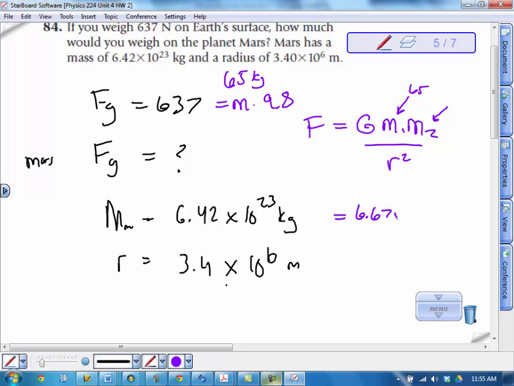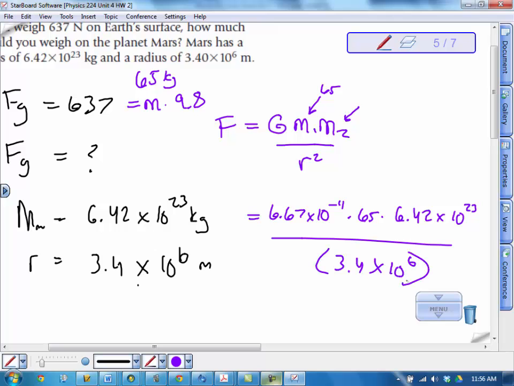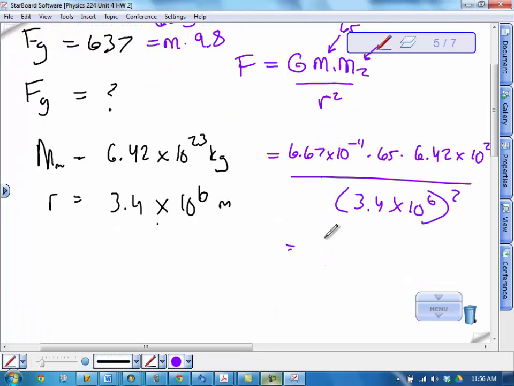So we have 6.67 times 10 to the negative 11 for g, times 65 kilograms, times 6.42 times 10 to the 23rd kilograms, all divided by the distance, 3.4 times 10 to the 6 squared. If you do this in your calculator, you should get 235 newtons. So if you weighed 637 newtons on Earth, you'd weigh quite a bit less than that on Mars.